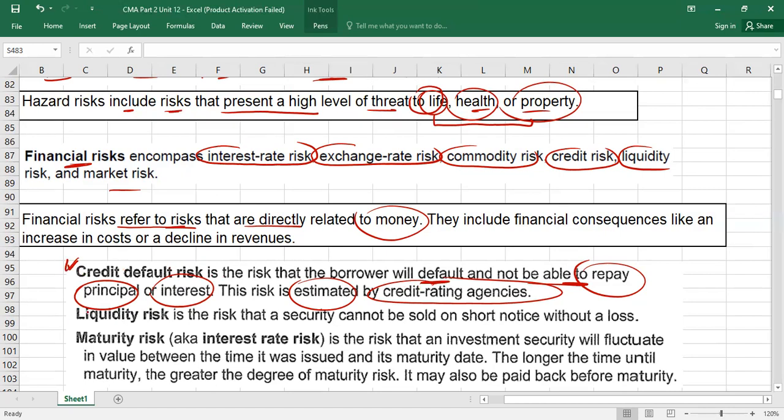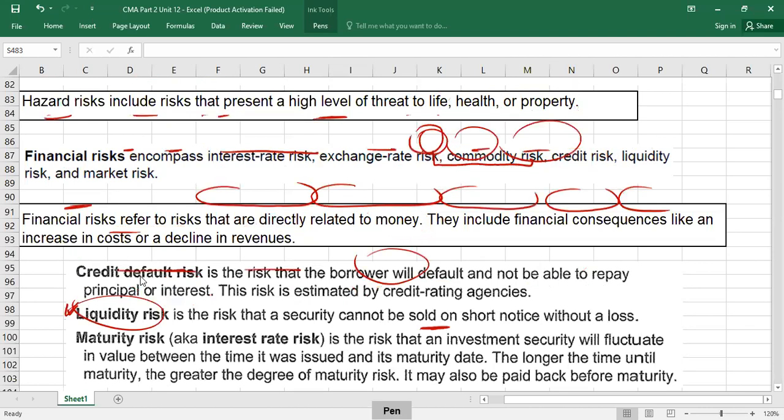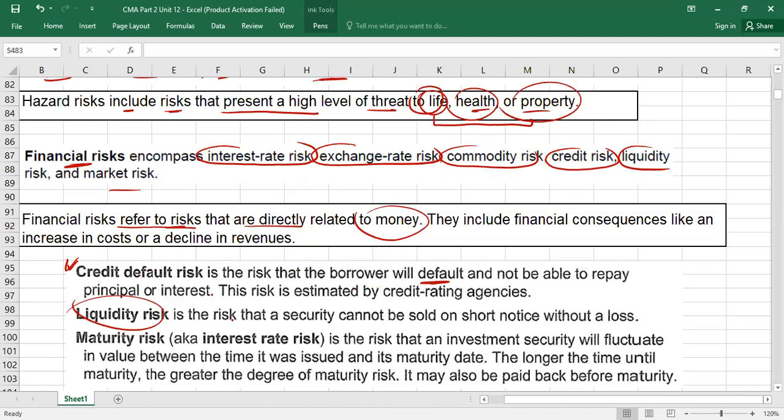Then you have a second risk here, for example, liquidity risk. What is liquidity risk? Liquidity risk is the risk that a security cannot be sold on short notice without a loss.